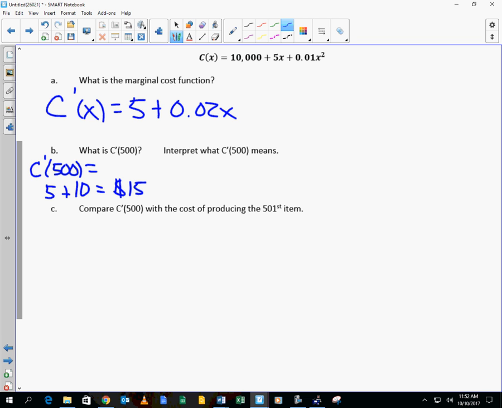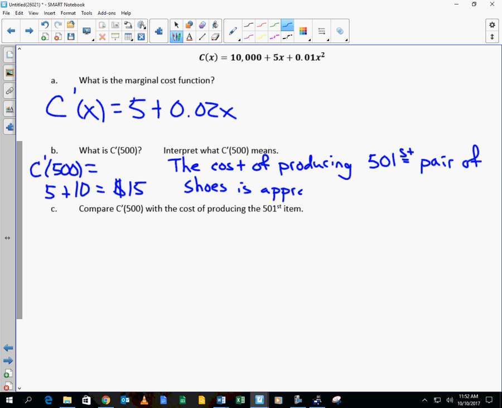So now we want to interpret what that C prime of 500 means. The cost of producing which set of shoes? The next one. What's the next one? Very good. The cost of producing the 501st pair of shoes is approximately $15.